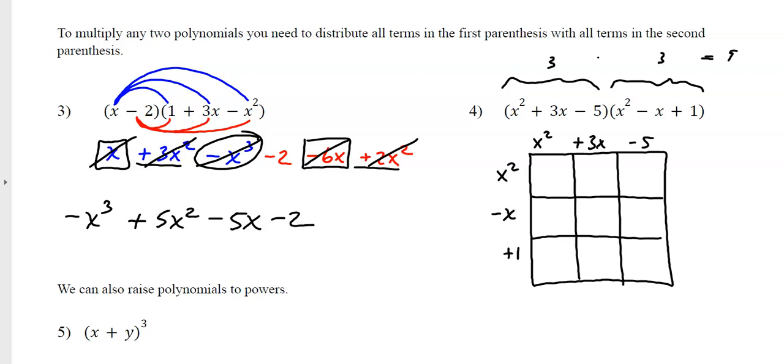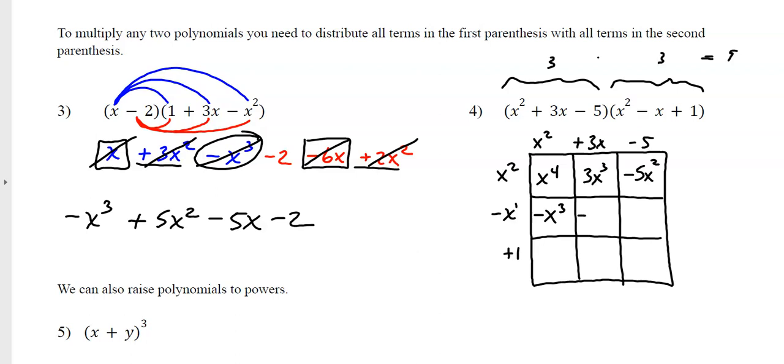And now every row has to get multiplied by every column. So x squared times x squared is x to the fourth. X squared times 3x, that's 3x to the third. This would be a negative 5x squared. This would be a negative x to the third, because remember that's an x to the first.